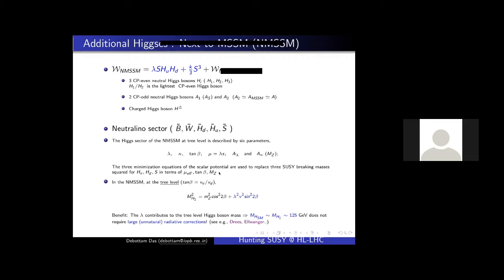In the NMSSM at tree level, the standard model like Higgs boson mass contains a new term, this second term, lambda square v square sine square 2 beta. Because of this term, the Higgs boson mass at tree level acquires significant corrections. So one can push the Higgs boson mass up even at the tree level. So the standard model Higgs boson mass MH1 of 125 GeV does not require large unnatural radiative corrections. This is another interesting motivation for considering the NMSSM.